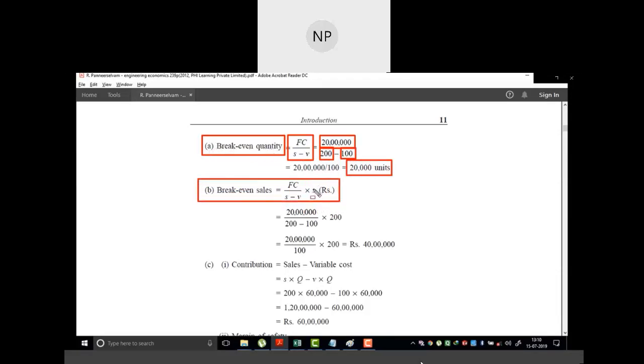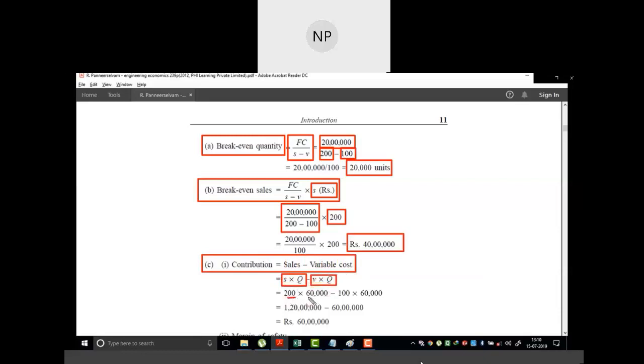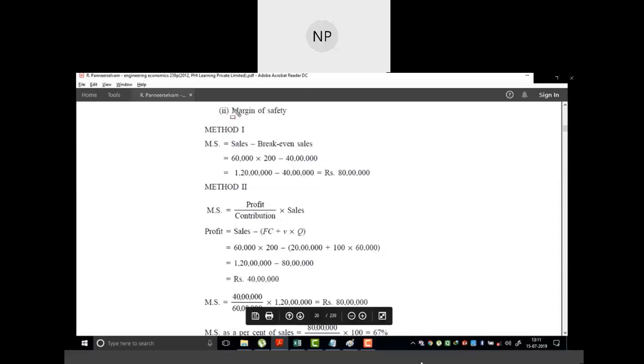Okay, so the solution is as follows. The data given in the question is the fixed cost, which is 20 lakh rupees. The variable cost per unit, that is small v, is rupees 100, and the selling price is rupees 200, that is small s. So first let us find out the break-even quantity.